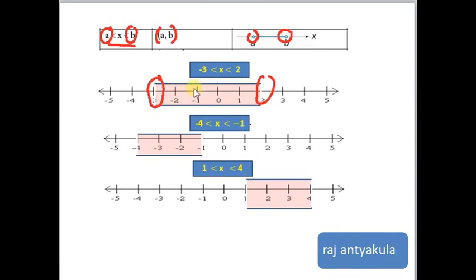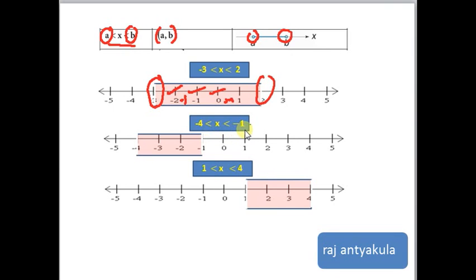Similarly, minus 3 less than x less than 2. It can't take minus 3, it can't take 2, but it can take any value that lies in between minus 3 and 2. For example, it can take 0, it can take minus 1, it can take minus 2, it can take minus 1.5, it can take 0.5, and so on.